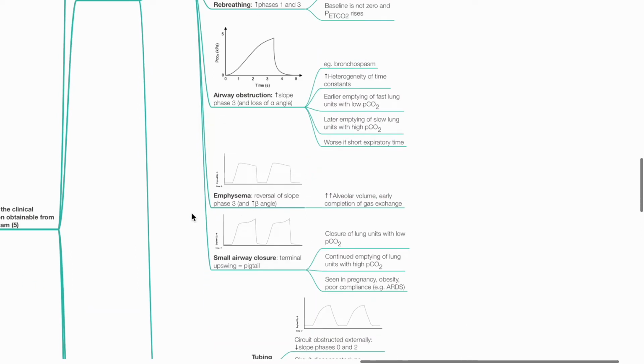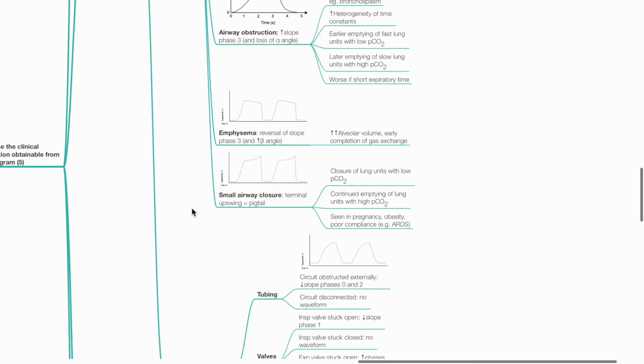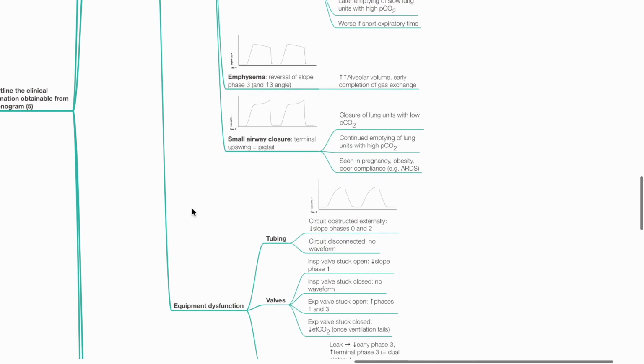In emphysema, there may be reversal of slope of phase 3 and increased beta angle. Markedly increased alveolar volume results in early completion of gas exchange. Small airway closure is indicated by terminal upswing or pigtail. This is due to closure of lung units with low pCO2 and continued emptying of lung units with high pCO2. This is seen in pregnancy, obesity, and in poor compliance such as ARDS.